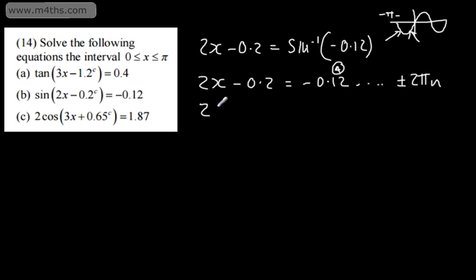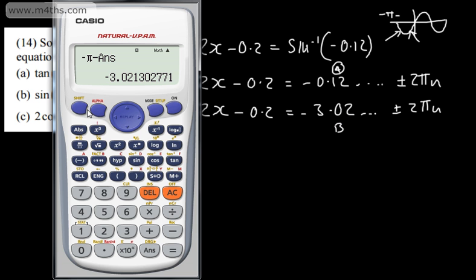So what we've got then is 2x minus the 0.2 is equal to negative 3.02 blah blah blah blah plus or minus 2 pi n. Right, I'm going to store this one as B. So let's go ahead and do that. So shift store B. So A is just there, B is just there.